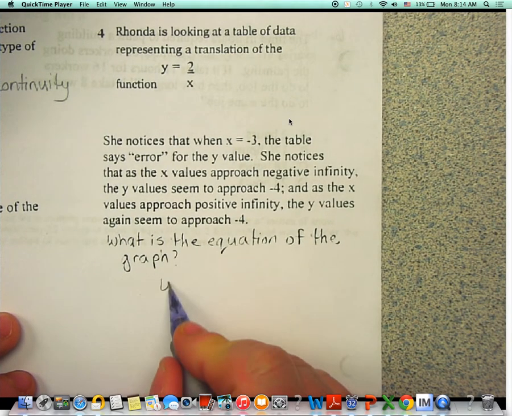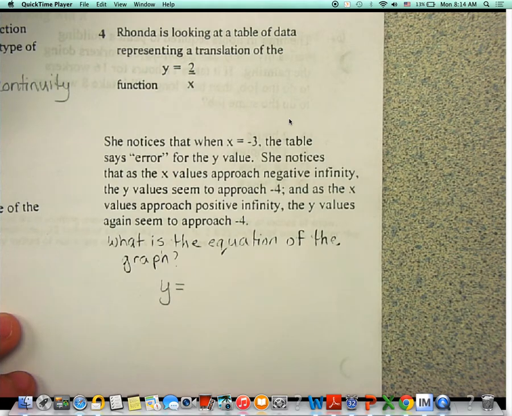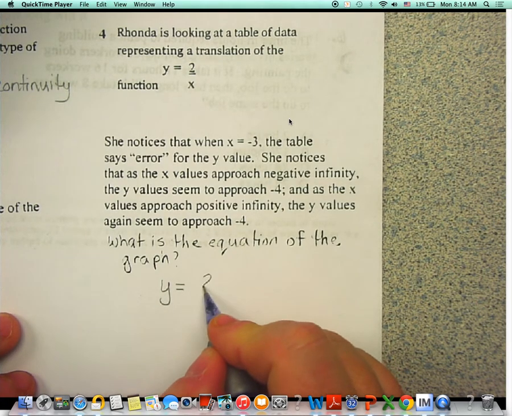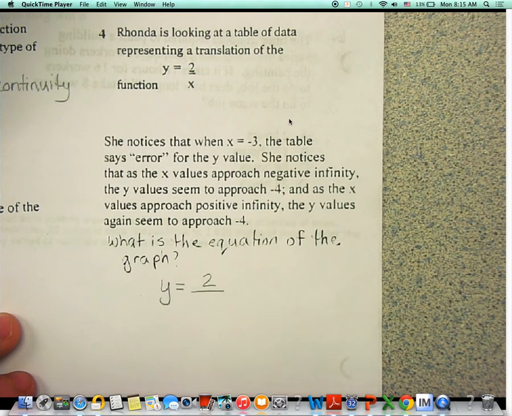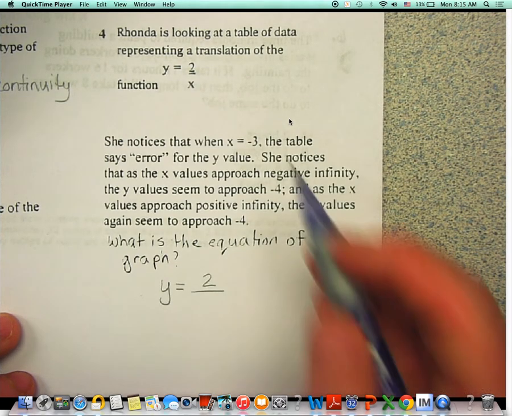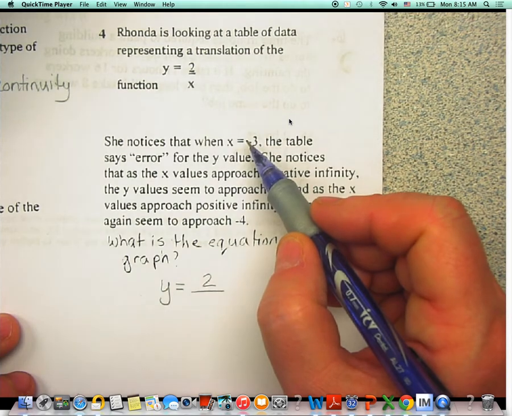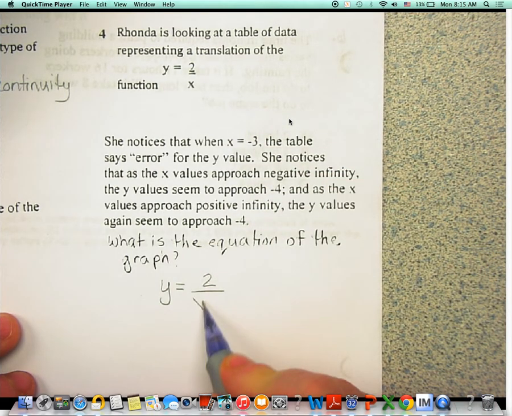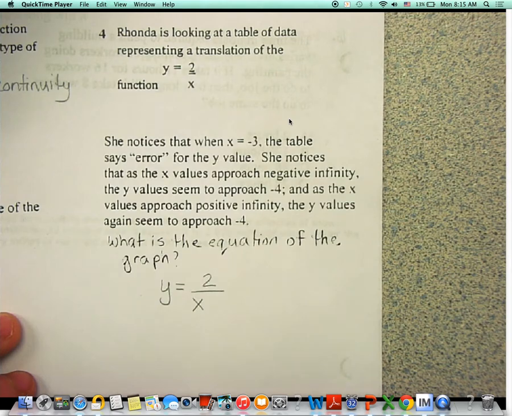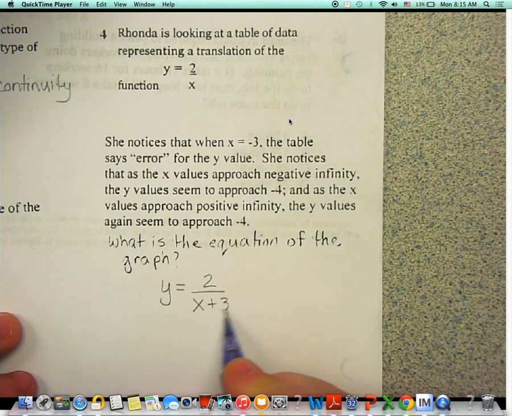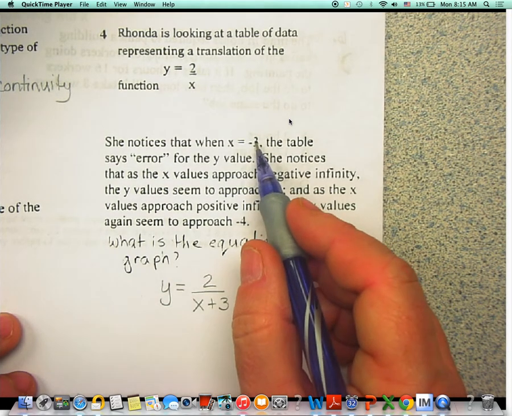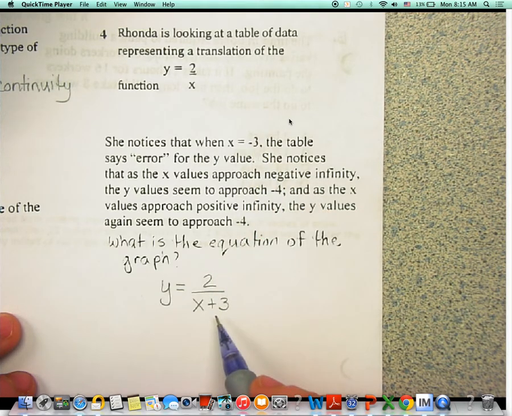Okay, so we're going to do y equals, okay, we didn't stretch it or compress it any, we're keeping the 2. But we did shift it. If there is an error at negative 3, what does that tell you about down here? X plus 3. You did the opposite, okay, it's setting it to 0. If you set that equal to 0, you get negative 3, don't you? Also, it means that the vertical asymptote's at negative 3, so this needs to go left 3.